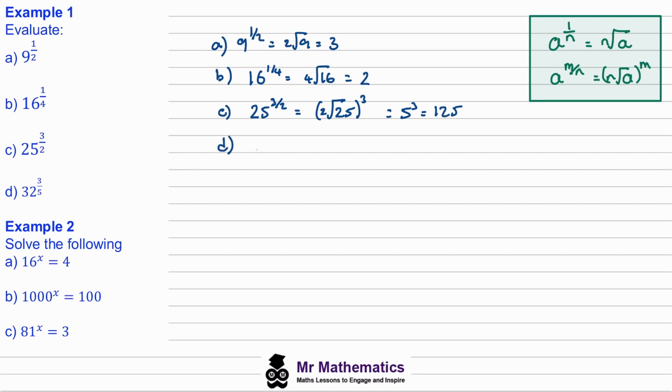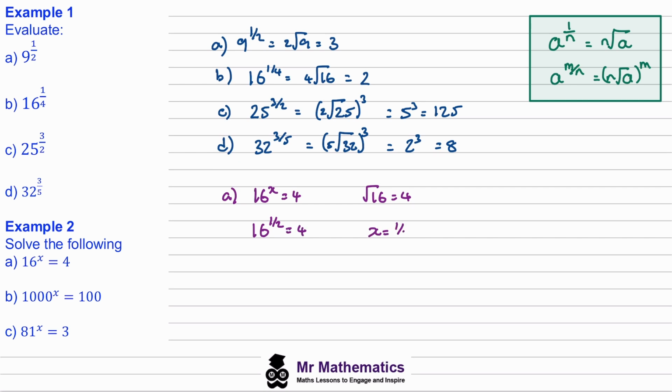And then for question D, 32 to the 3/5, we'll look at the fifth root of 32, and then we'll cube it. Well, 2 multiplied by itself 5 times is 32, so this will be 2 cubed, which we know is 8. So that's question 1. Question 2, if we have 16 to the x equals 4, we know that the square root of 16 equals 4, and this will be the same as 16 to the power of 1/2. So x must equal 1/2.